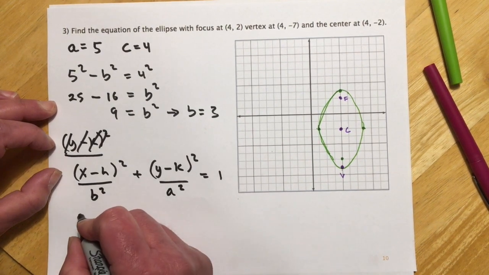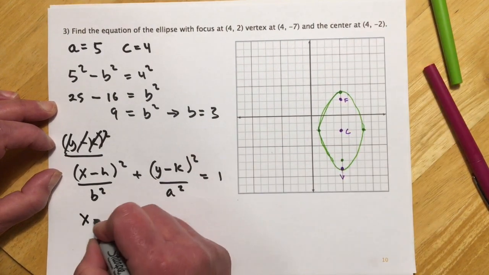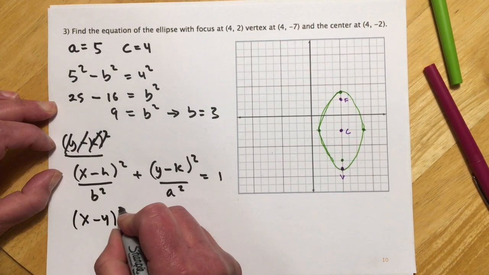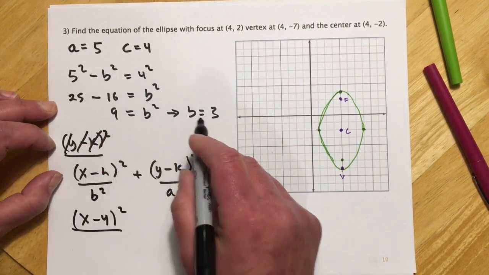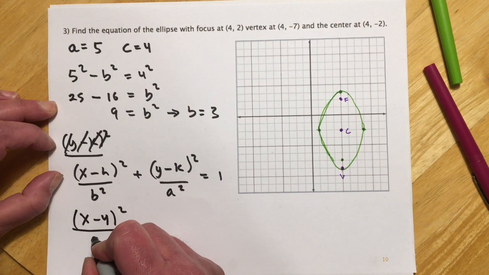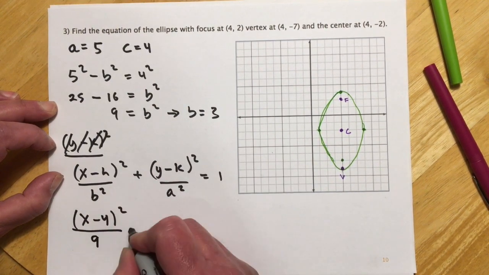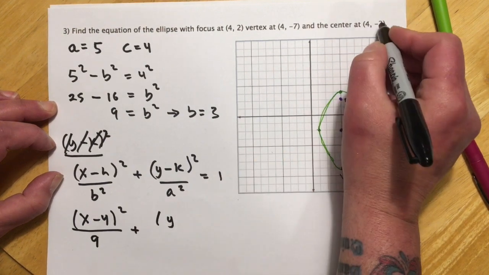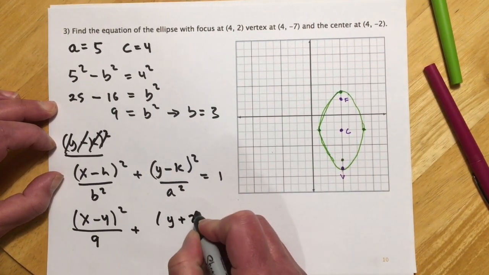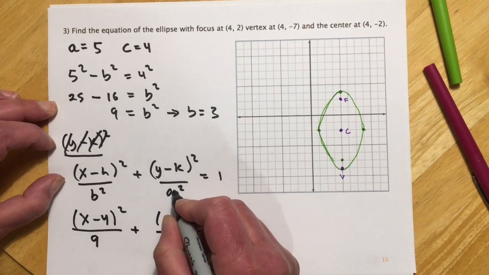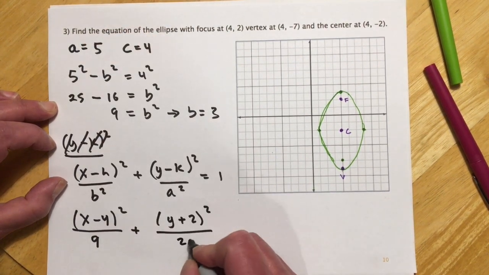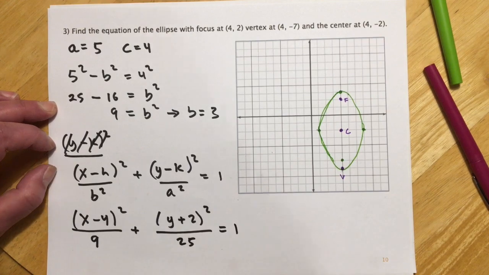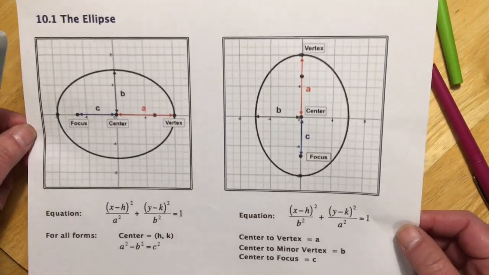And so this will be x minus 4 squared over b squared, which was 9. Again, some of them might ask for 3 squared there, so just be careful on how they want the answer. And then y minus negative 2, so we'll just go plus 2 squared over a squared, so that'd be 25, equals 1.